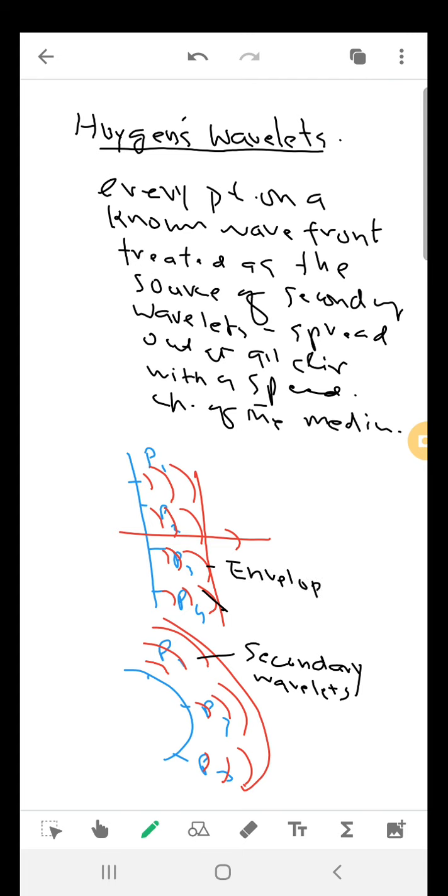A plane wavefront will have a plane envelope. A circular wavefront will have a circular envelope. So this is another postulate of the Huygens principle. It says that the developing wavefront at any subsequent time is the envelope of these advancing spherical wavelets.